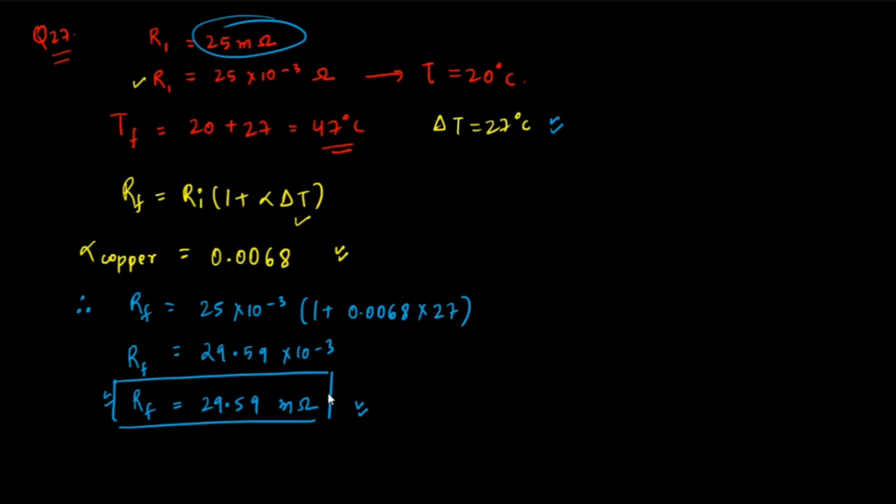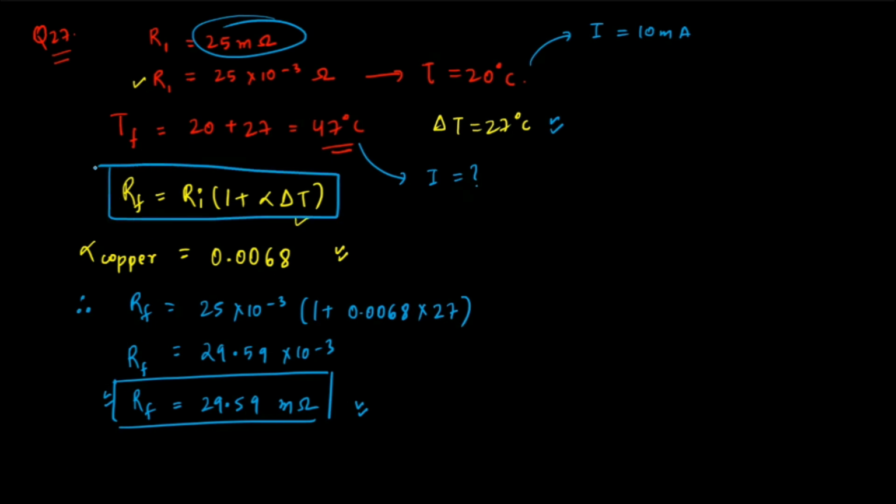Again, there is another part which says if its original current was 10 milliamperes, what is its final current? So if at this particular temperature the current is 10 milliamperes, after increasing the temperature by 27 degrees Celsius, what is the value of current here? That's pretty simple. Remember this relation. We'll apply Ohm's law once again. As Ohm's law says V equals IR, so R must be potential over current. So if we substitute this, we have potential over I final equals potential over I initial times 1 plus alpha delta T.